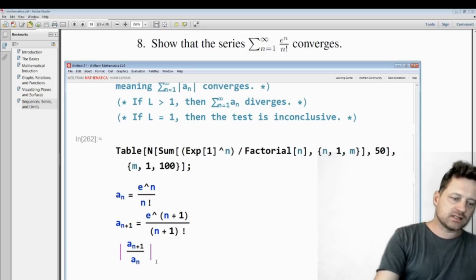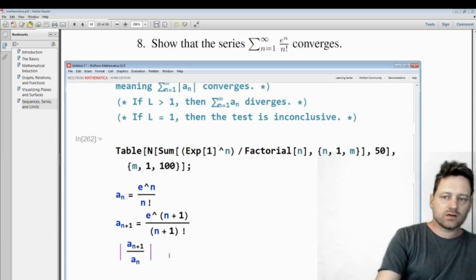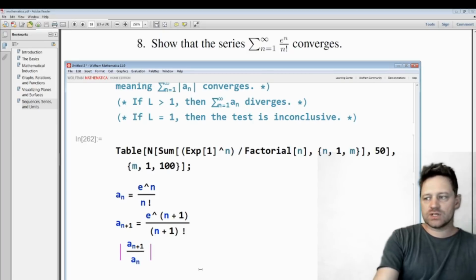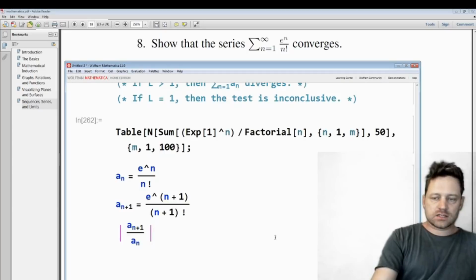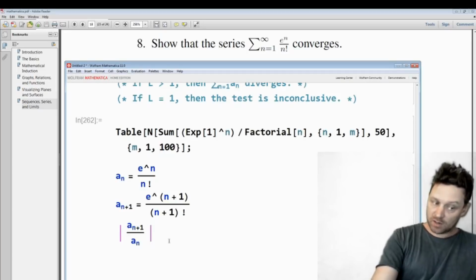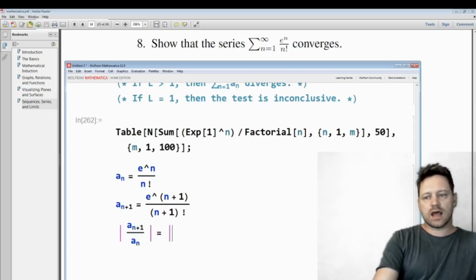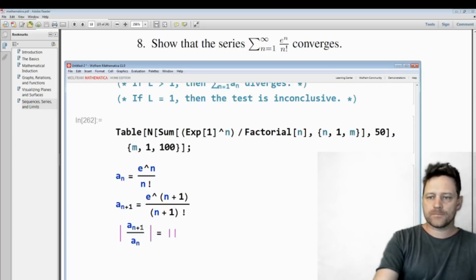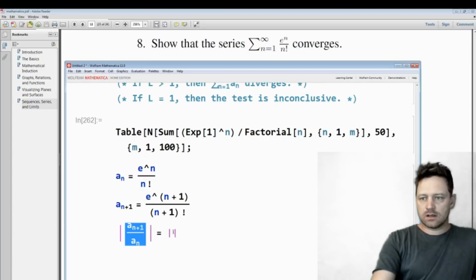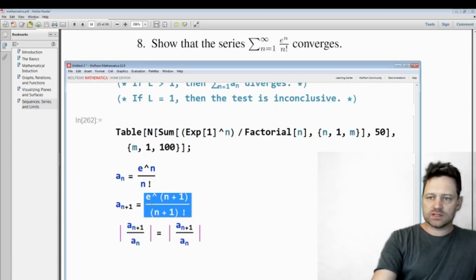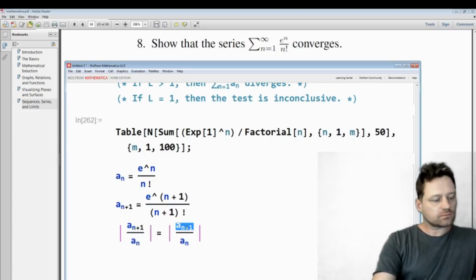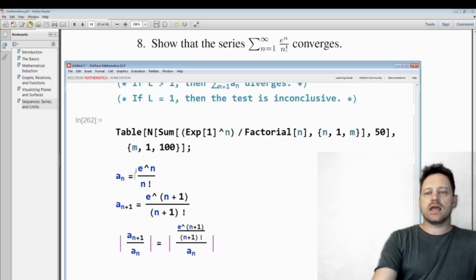Now, this is not what you would do in Mathematica. You would write Abs with a square bracket, but I am just using this basically to type. That's why this is purple. Now, this is equal to the absolute value of a fraction. a_(n+1) is this, which I'll paste here, and a_n is this, which I'll paste here.